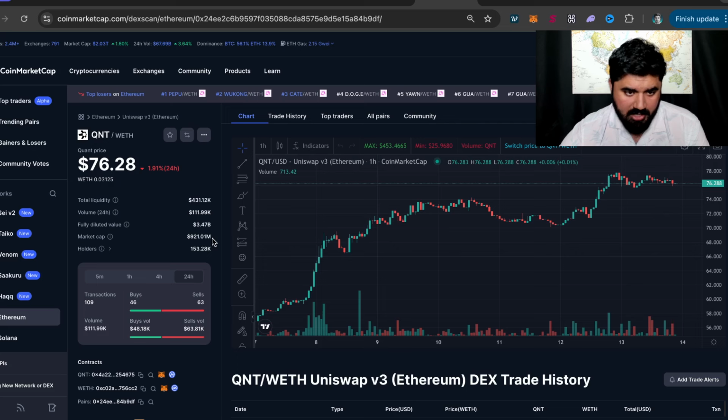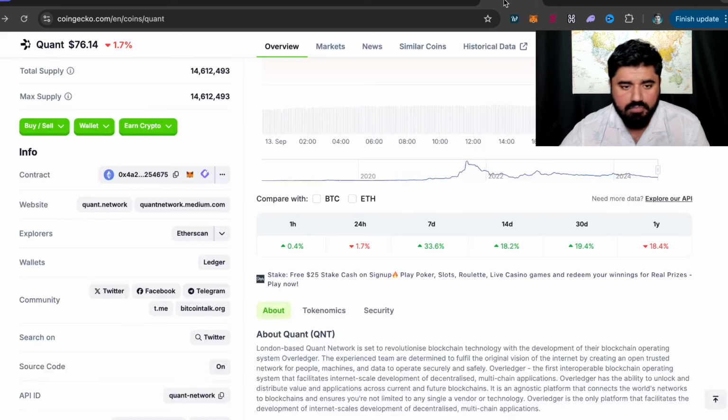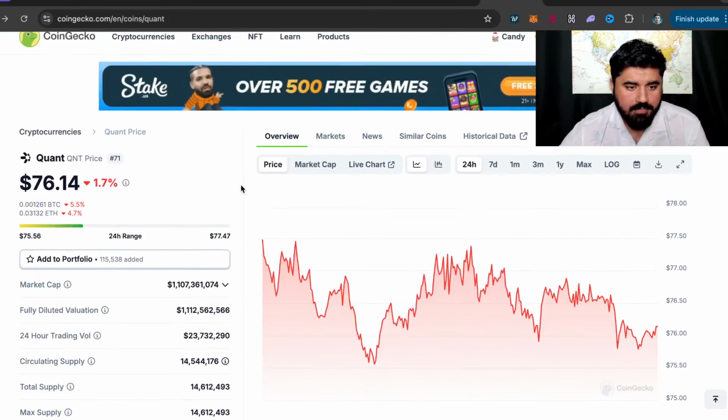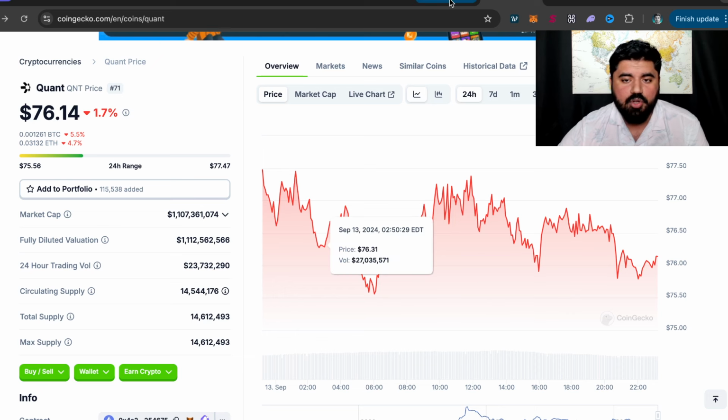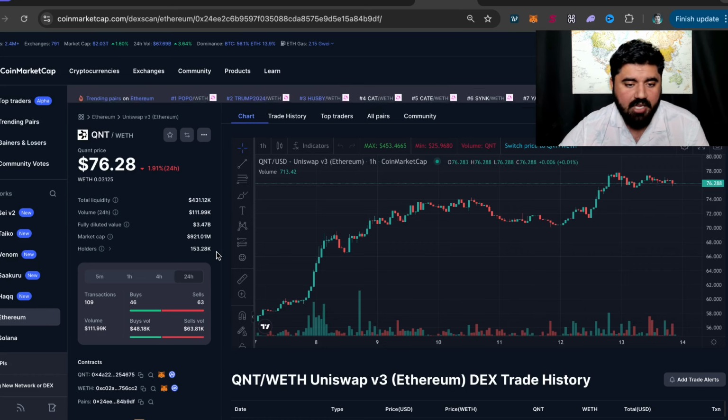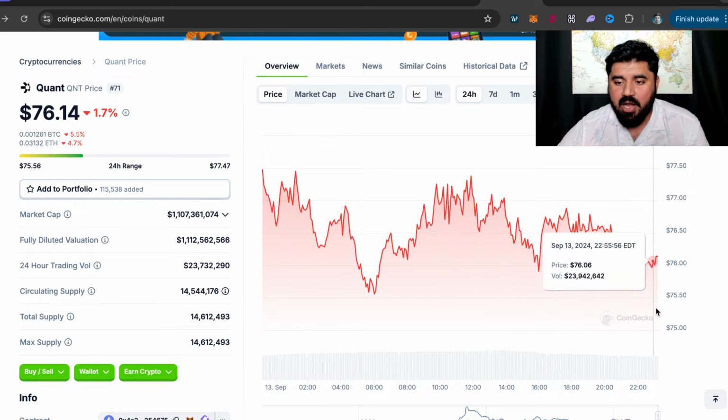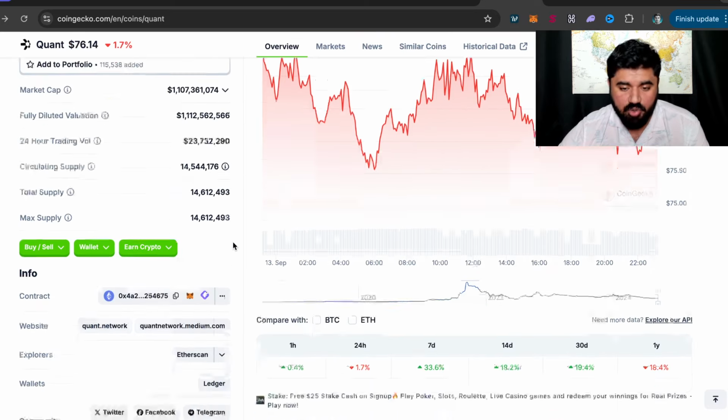This is QNT. QNT right here. When you're looking at it, what do you see? Right? This is the QNT price. It's valued at about $76.14. There are 14.6 million tokens in circulation. Okay? The fully diluted market cap, we're going to go off of this one, which is about $921 million. Okay? Right now, it's sitting on top of this price and is valued so low.